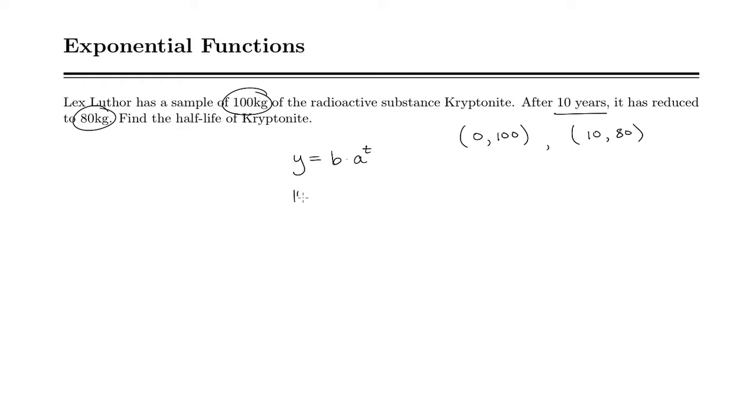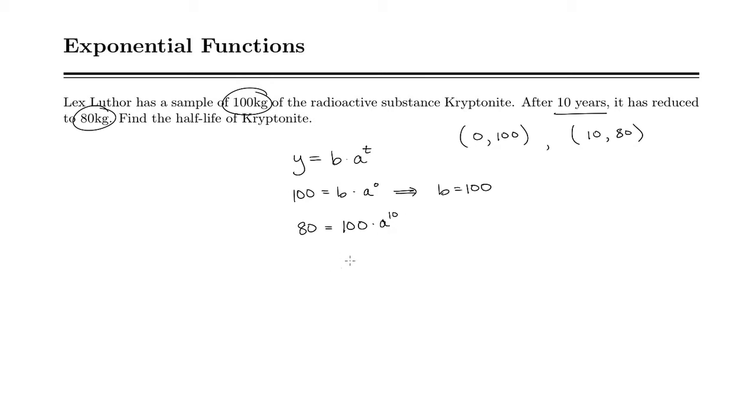So plugging these in, we have 100 equals b times a to the 0. And that's wonderful, because a to the 0 is going to be 1. So we get b equals 100 from this. Now we'll plug in this second point. So we have 80 equals, and then I'll plug in my b, which is 100, times a to the t, which is 10.